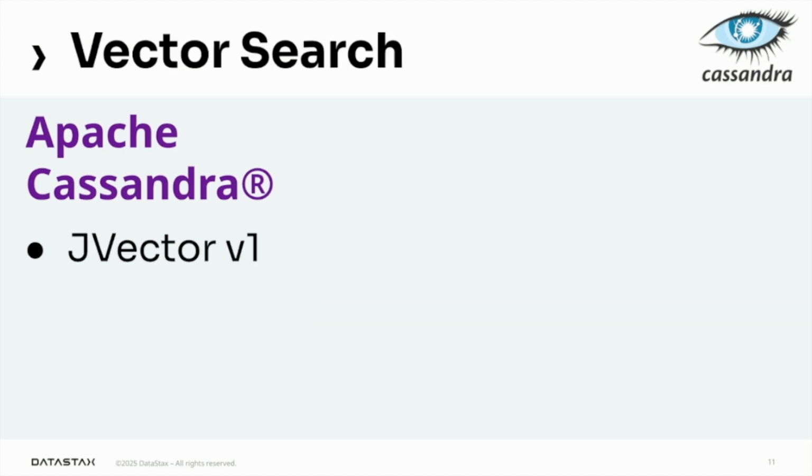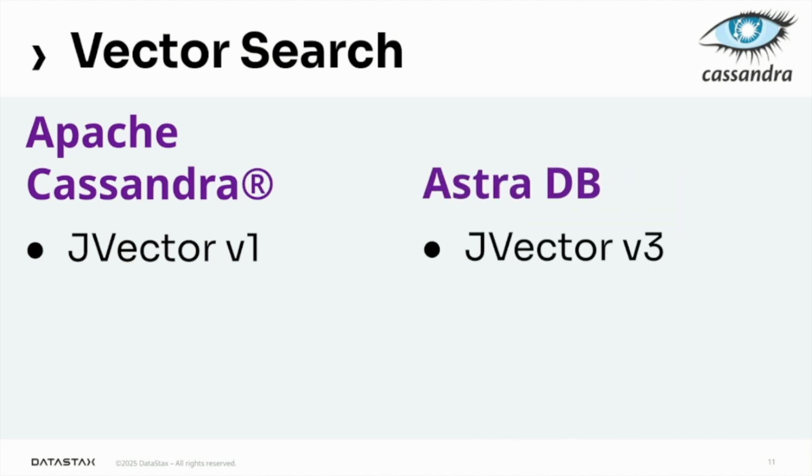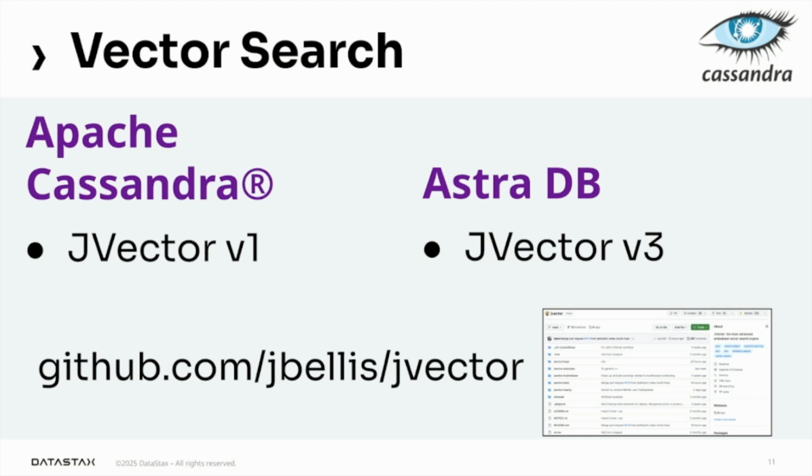Of course, vector search is kind of the hot thing right now with GenAI and RAG applications. Apache Cassandra 5.0 comes with JVector version 1. DataStax Astra DB already has JVector version 3. So by migrating your RAG application that runs on Apache Cassandra to Astra DB, you're going to get some increased throughput and increased performance just by switching to a newer version of JVector. By the way, if you haven't checked out Jonathan Ellis's GitHub account for the JVector repository, I highly encourage you to do so.